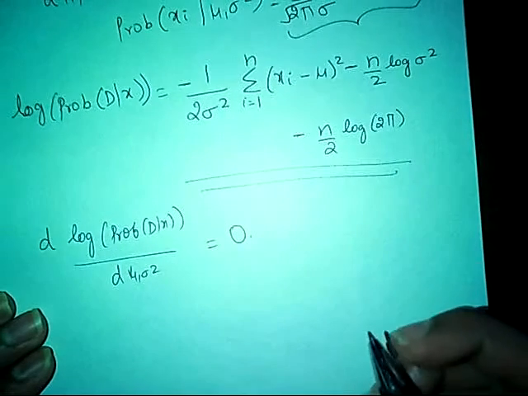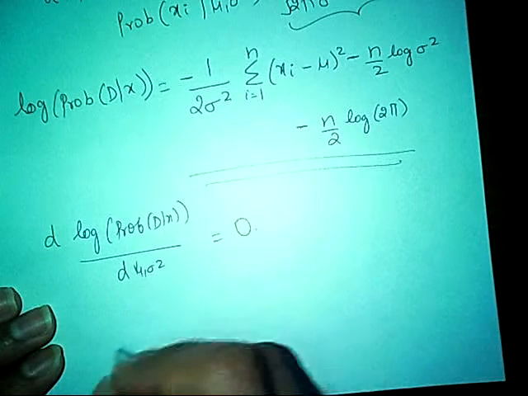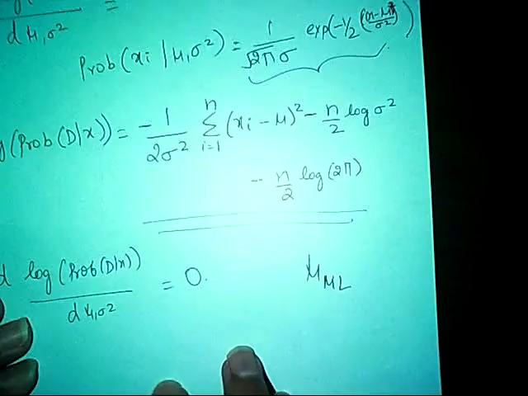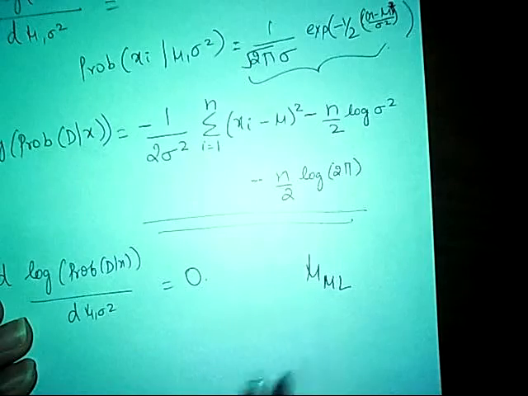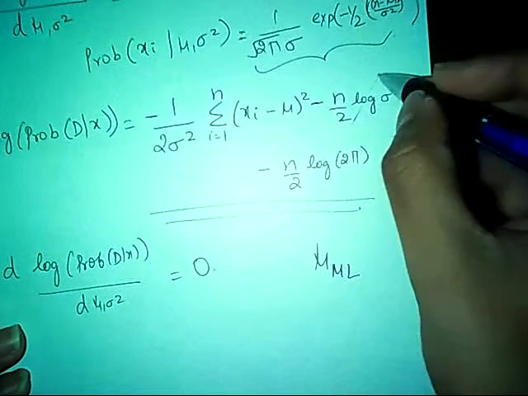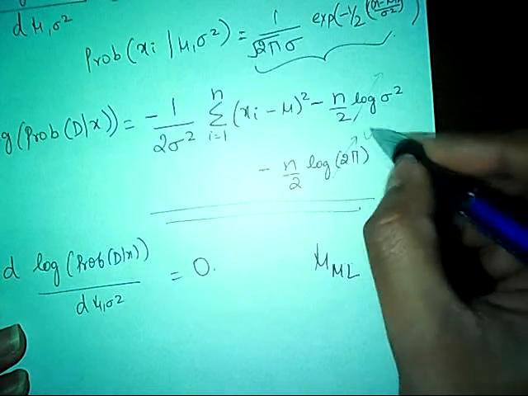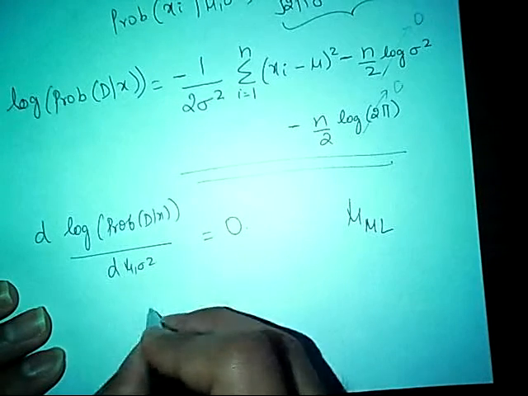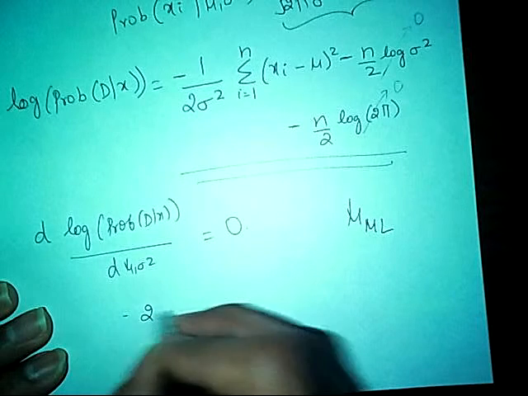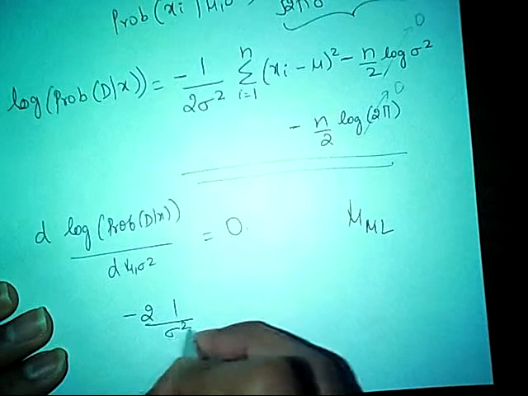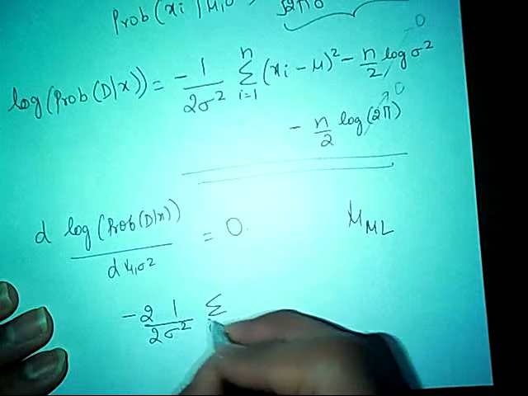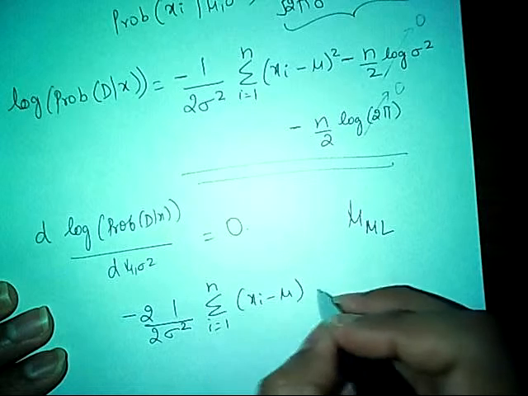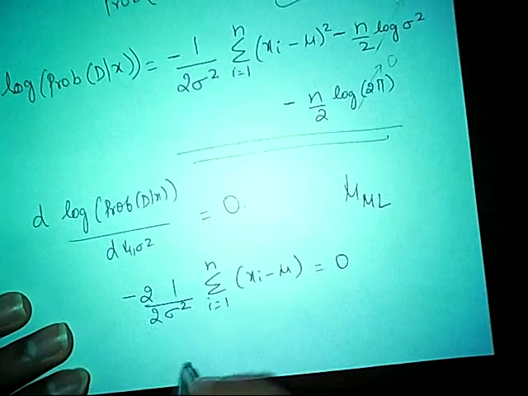First I'm going to differentiate with respect to mu and then find out mu ML. So when I differentiate this expression with respect to mu, I know that these two are going to go to 0 because they are not dependent on mu. So I'm going to get 2 times the sum for i equals 1 to n of (xi minus mu) equals 0.